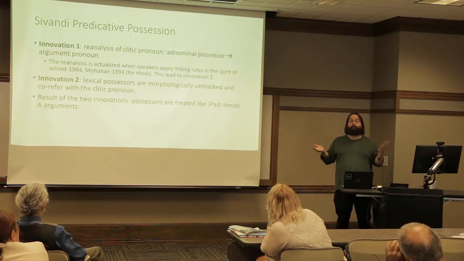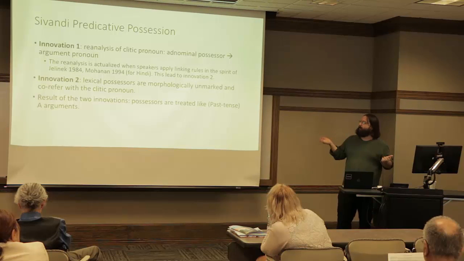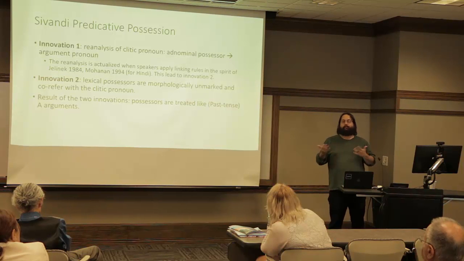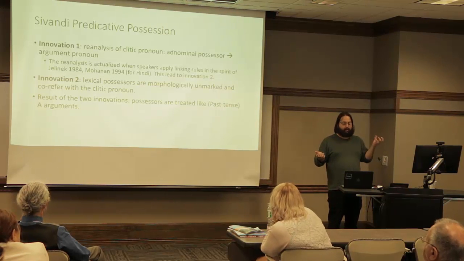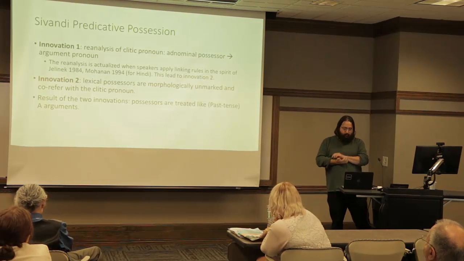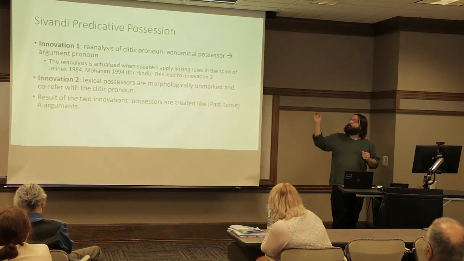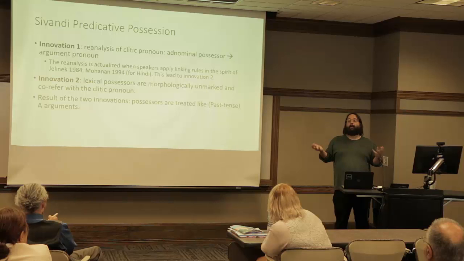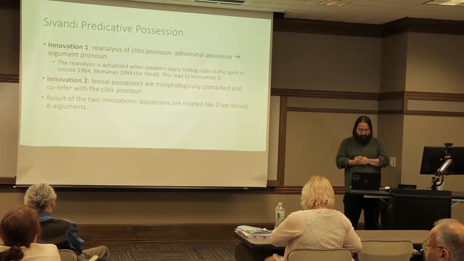So there is a reanalysis of the clitic pronoun in the possession construction from an adnominal possessor to an argument pronoun. I follow the work of Jelinek, Mohanan, and later also Bresnan and so on, who offer several types of linking rules between a clitic pronoun and a heavy lexical noun phrase. Actually, any version of theirs will probably work here if you tweak it a bit. And this reanalysis is actualized by the ability to use a morphologically unmarked possessor together with the clitic pronoun in the same phrase.